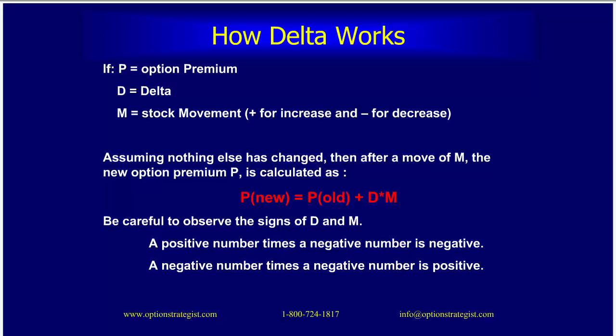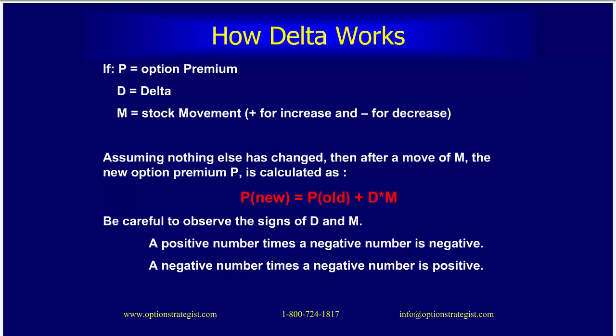All right, now how does delta work? Well, if P is the option premium, I'm making a formula for you to make it easy to calculate manually. So if P is the option premium, and D is the delta, and M is the stock movement, positive for an increase, negative for a decrease, if nothing else changes, just a change in the stock price, then the new option premium is going to be calculated this way. Premium new is equal to premium old plus the delta times the amount of movement.